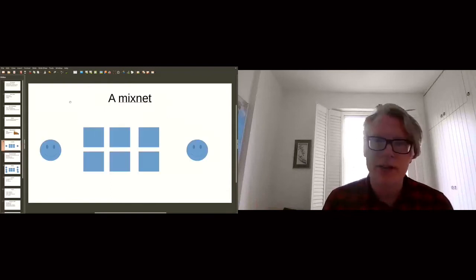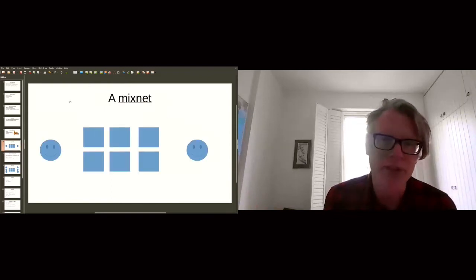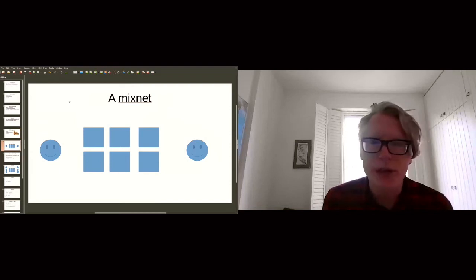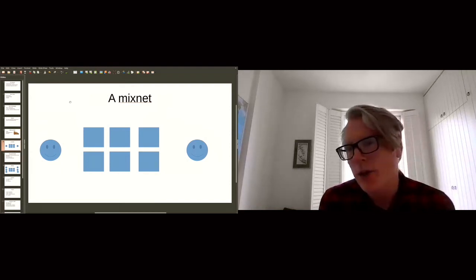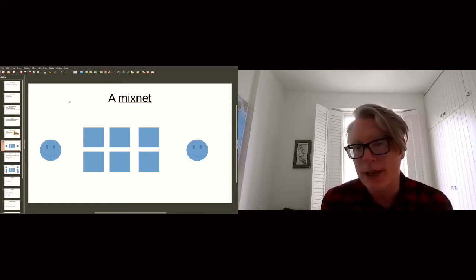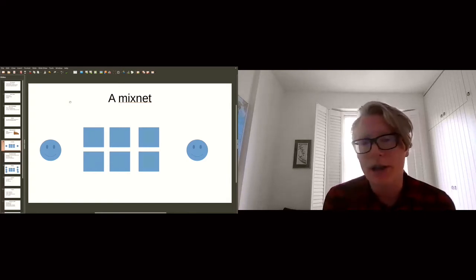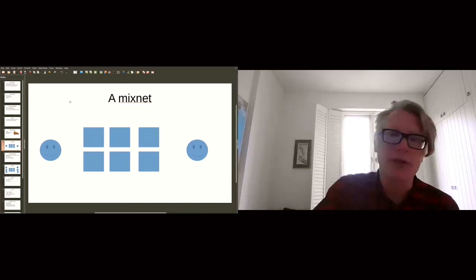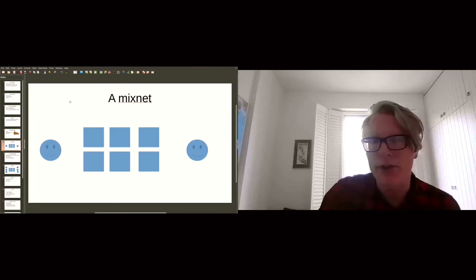So the mixnet, here's the simplest version of it. We have two people, one on each side, the happy faces, and they want to communicate with each other. We have a system of networked nodes in between them, and each of these people can send Sphinx packets back and forth to each other and bounce them potentially through different jurisdictions all over the world.